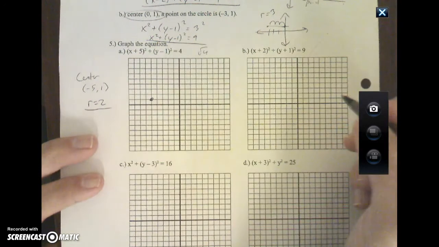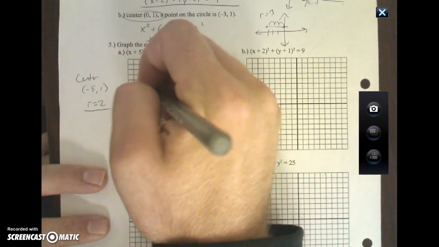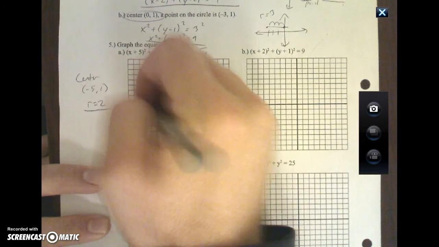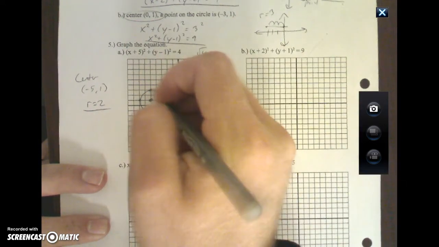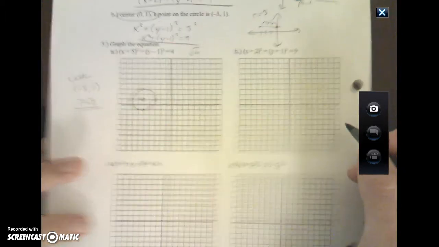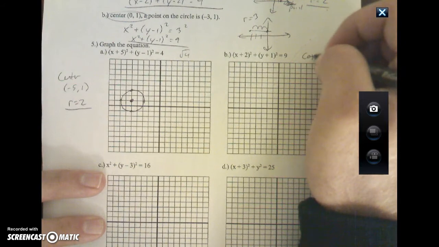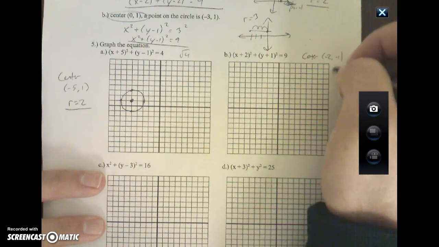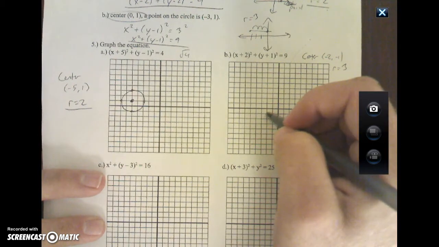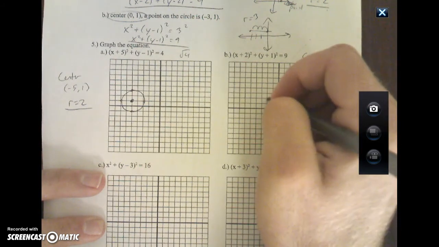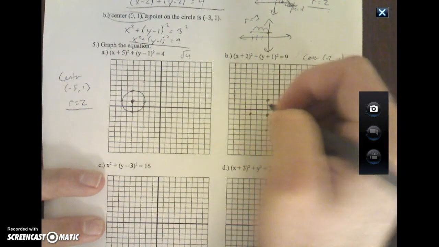There's my center. And all we're going to do, this is a new graphing technique, go up 2, right 2, down 2, left 2. All around your center. And then draw the circle the best you can. Okay? Center -2, -1. Radius is 3. It's the square root of 9. Back 2, down 1. Up 3. Right 3. Down 3. Left 3.